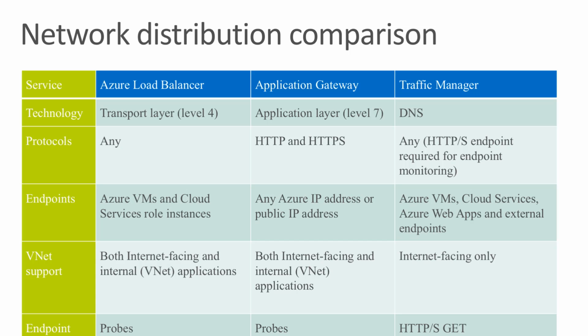So I can, for example, have a load balancer that's external facing in front of some web servers. And then behind that, I can have a farm of SQL servers with a load balancer in front of that. So I can have an internal load balancer and an external load balancer, or both. And then finally, how does it determine if the endpoint is up? The load balancer and the app gateway will do what's called a probe, and the Traffic Manager will do a web query. And that's how it determines if any one of its given endpoints is in fact available.